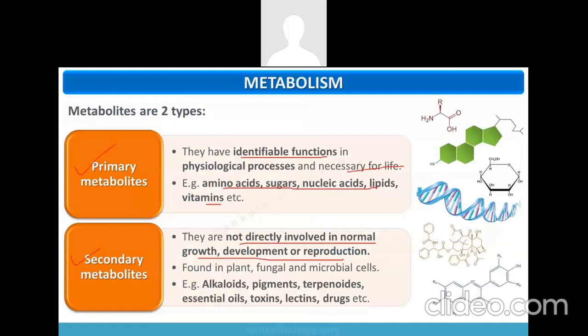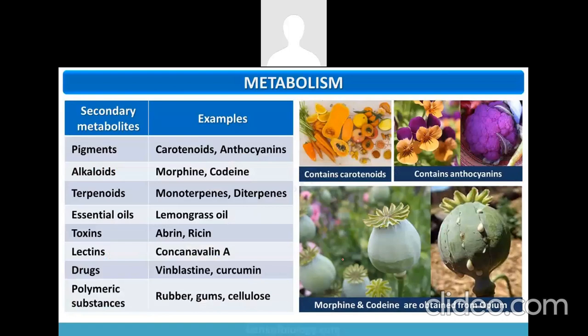And this slide shows some of the important secondary metabolites that we come across in regular life, like the pigments, essential oils, the lectins, and drugs. And from where these are extracted, what are the examples of these secondary metabolites? I'll stop here for 10 seconds so that you can have a look at the things that come under different kinds of secondary metabolites.